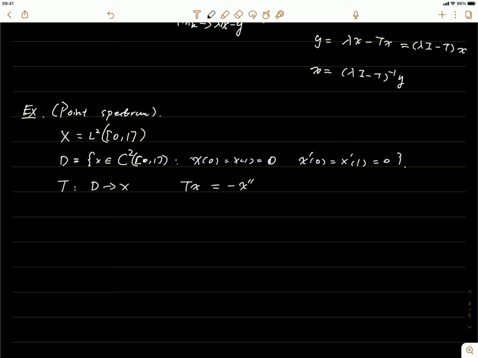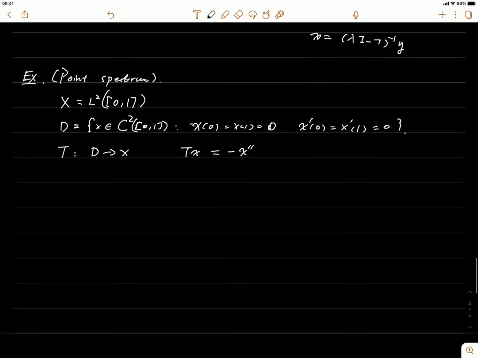If it's just a regular derivative, just first order derivative, then it is a closed operator. But if you do the second order derivative, it's also a closed operator. And then we want to show the eigenvalues of this linear operator.